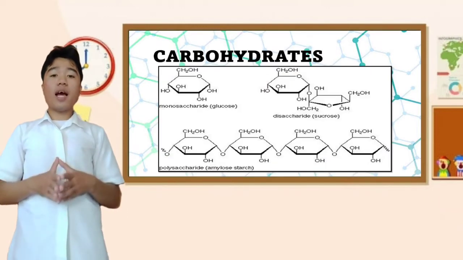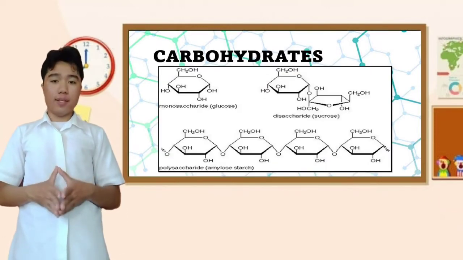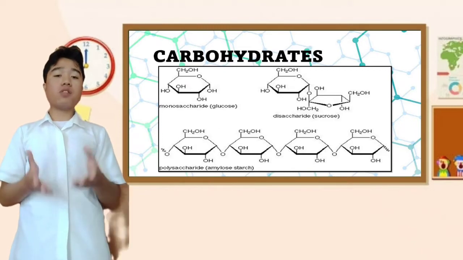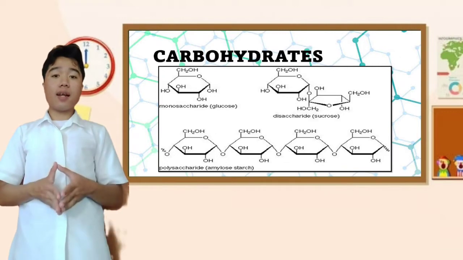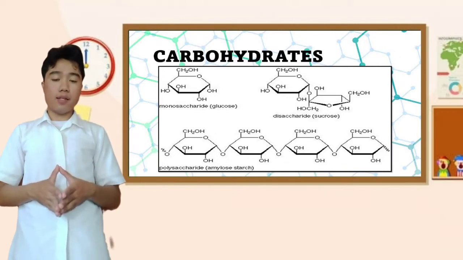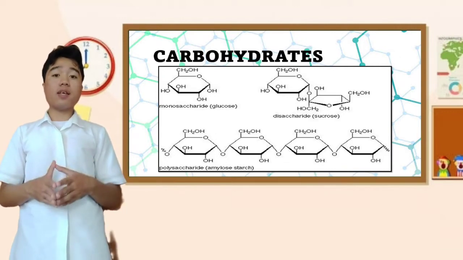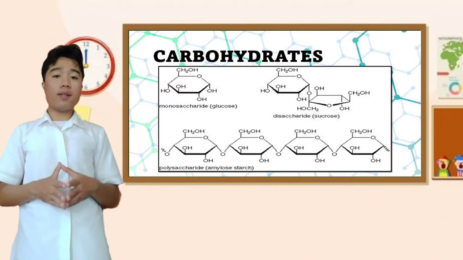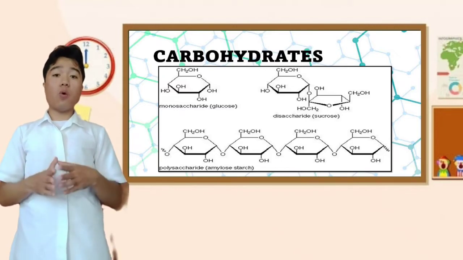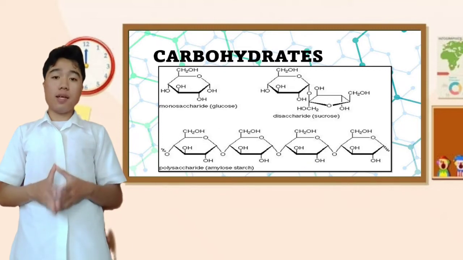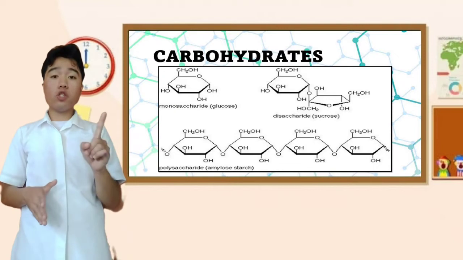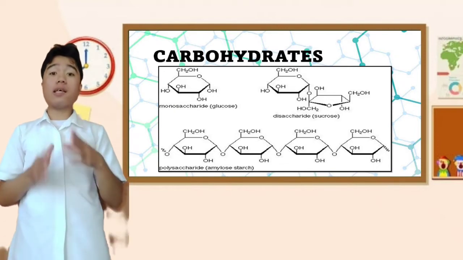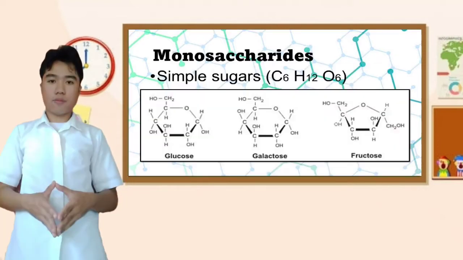In here, we have the classification of carbohydrates. We have the simplest form, which is the monosaccharide. The next one is the disaccharides. And lastly, we have the polysaccharides. We can differentiate these three classifications of carbohydrates by the number of units, or the number of sugars present in it, and it can be seen in the prefix. Mono means one sugar, di means two sugars, and poly means many.